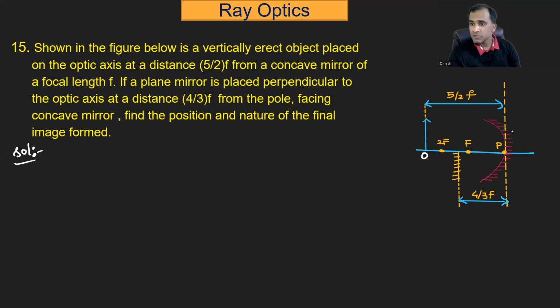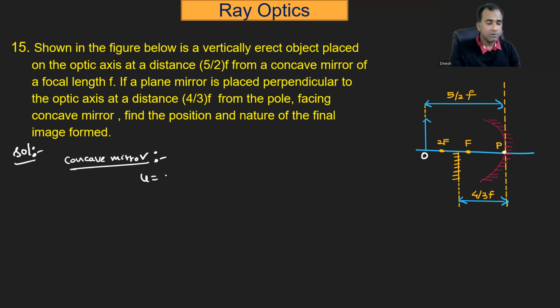Now let's find the image with respect to this mirror. Let's analyze the image with respect to the concave mirror. There are 2 mirrors here, so let's analyze first with respect to the concave mirror. For the concave mirror, what is the object distance? When you're analyzing with respect to the concave mirror, you have to measure everything with respect to the pole of the concave mirror. The distances are also already given with respect to the concave mirror only. So our job is easy.